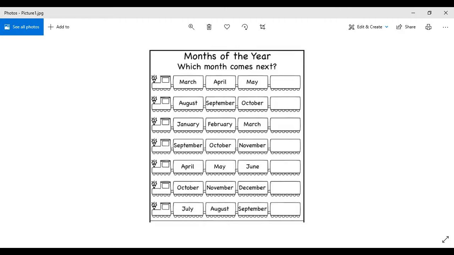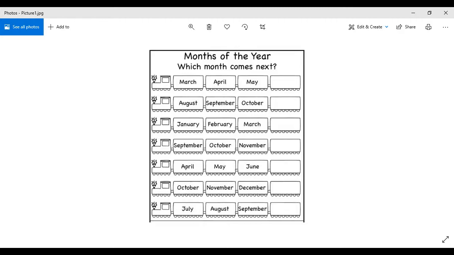Look at the next one. We have October, then November, December. Is there any month which comes after December? No, we don't have anyone, right? So this blank will be left. Yes, we will keep it like this because there is no month which comes after December. December is the last month of the year. Or if we say that when the next year starts, after December comes January, right?